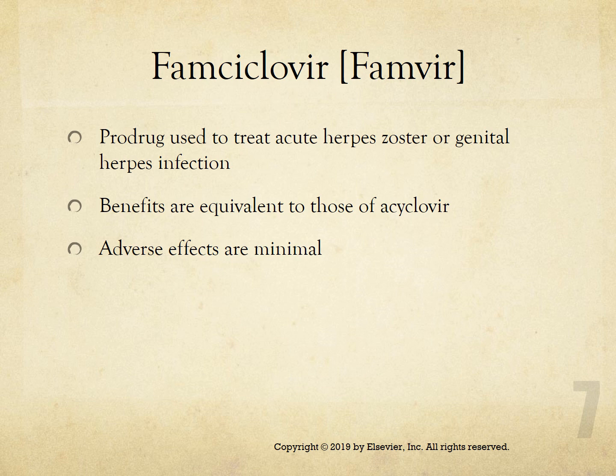Next, we have famciclovir, and it is a prodrug used to treat acute herpes zoster or genital herpes infections. It is equivalent in effectiveness to acyclovir with minimal adverse effects. And again, because it's a prodrug, like I said earlier with some of the other medications, as they develop new versions of a drug or a new drug, they usually try to improve on the side effect profile.